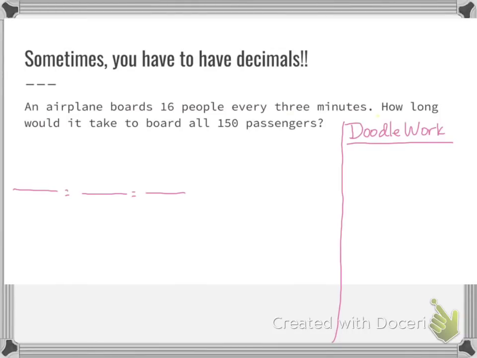Let's pick out the important information so that way you have context in your notes for the problem. It says that an airplane boards 16 people every 3 minutes. How long would it take to board all 150 passengers? So the important information here that you would need to write down: 16 people every 3 minutes. How long for all 150 passengers? Again, if you need to pause so you can write, please do so.